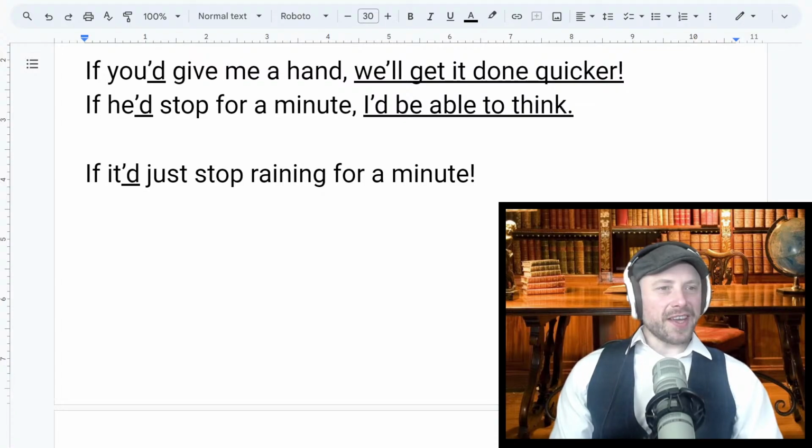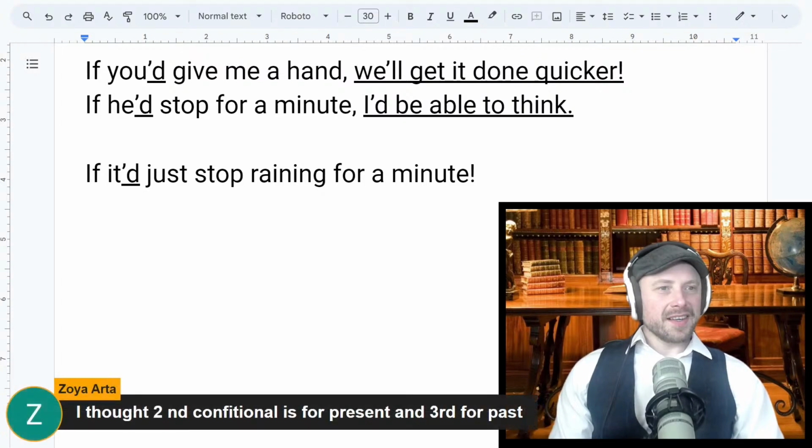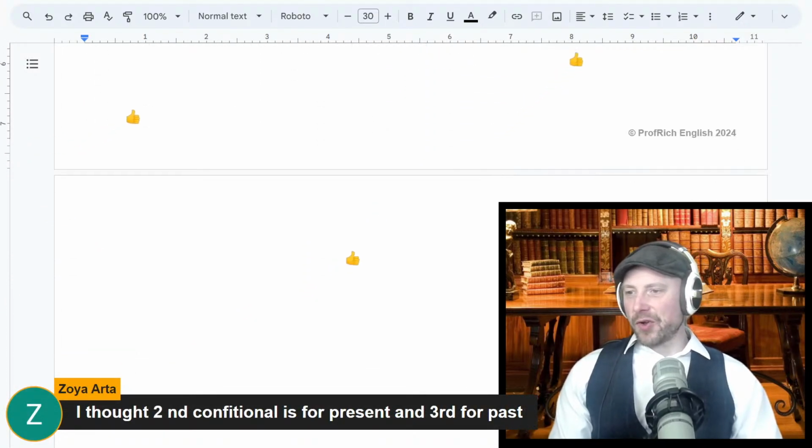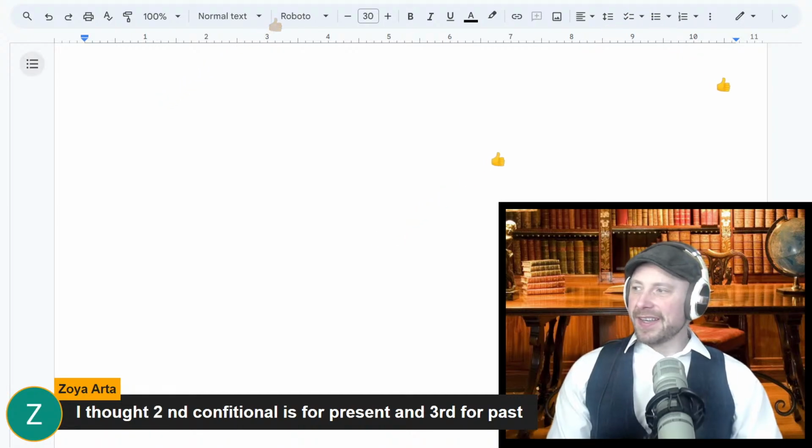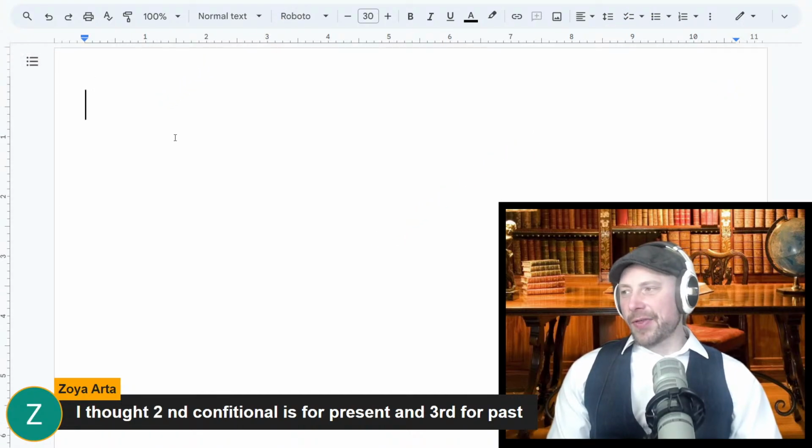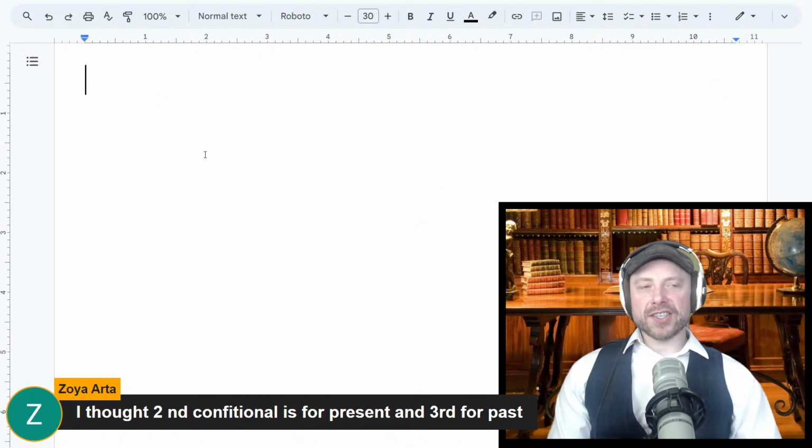Let's see what's next. I thought the second conditional is for the present and the third is for the past. The thing is, Zoya, that is traditionally true, but it's just that there are possibilities beyond that.